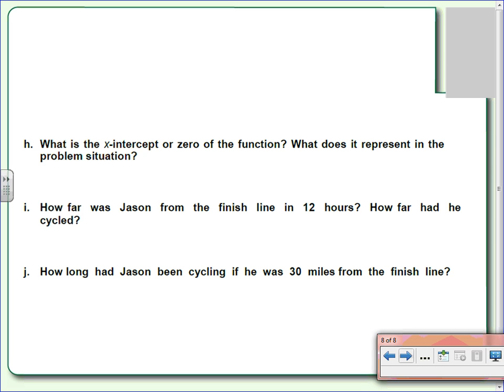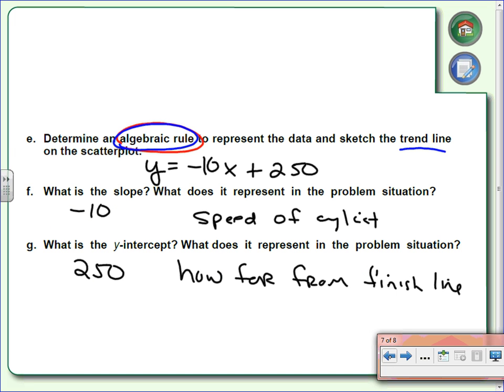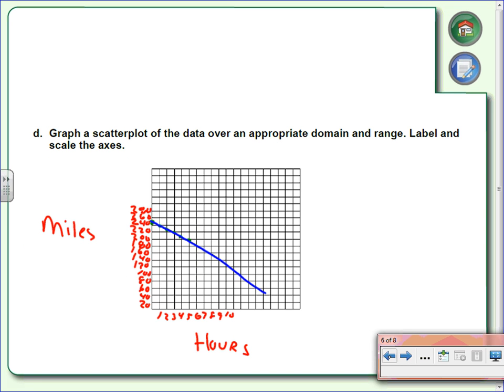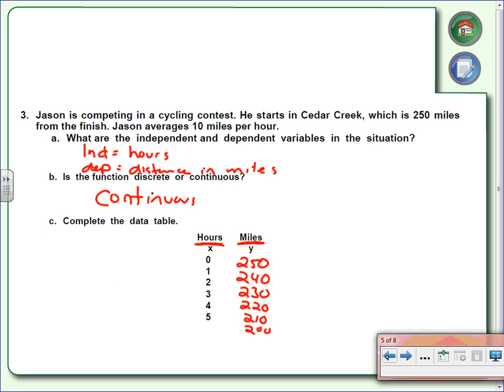H. What is the x-intercept or zero of the function, and what does it represent in this situation? What is the x-intercept? Now notice we don't quite have the x-intercept yet, and there are a couple of different ways that we can find it. When we say x-intercept, basically what we're saying is what number would I have here when this number is a 0?